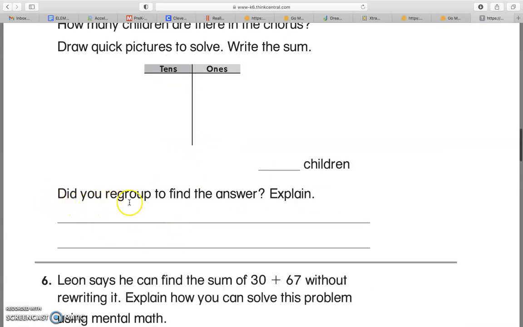Question down here, did you regroup to find the answer? Explain. Yes, I regrouped because blank. No, I did not regroup because blank. You need to tell me which one fits.